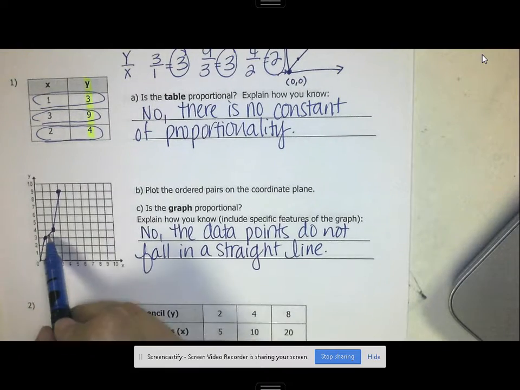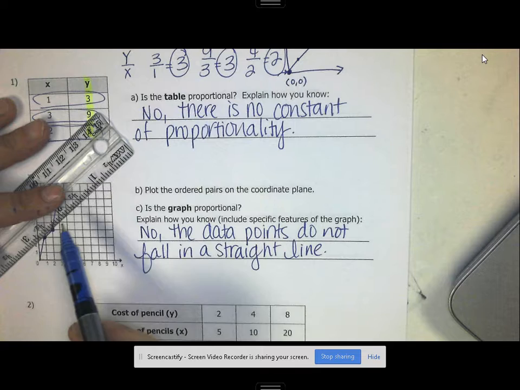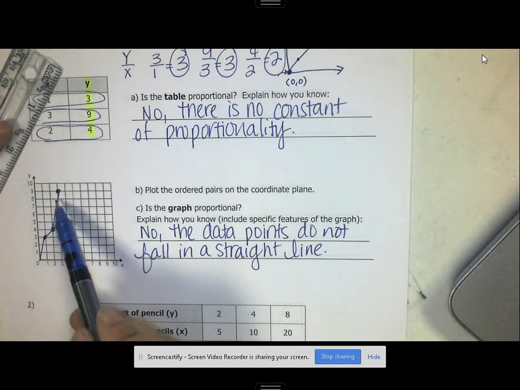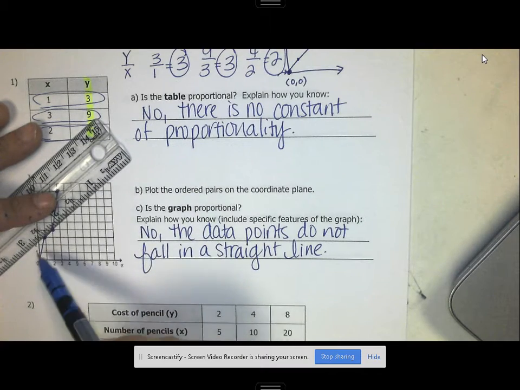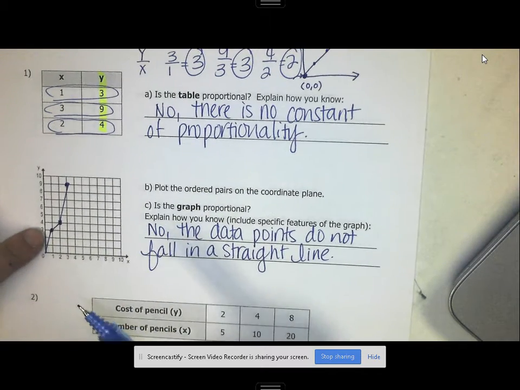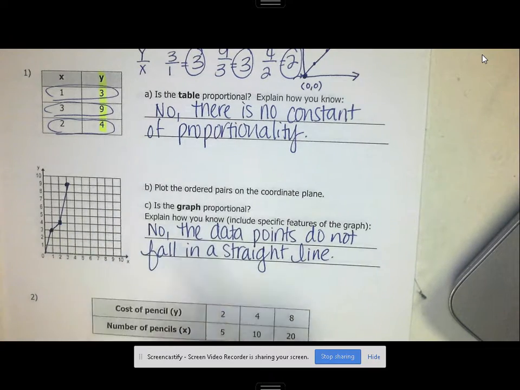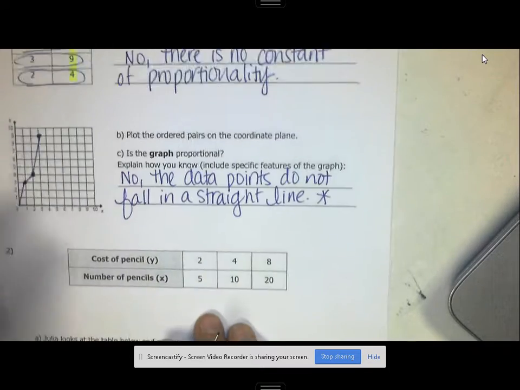Now, what if I connected these 2 points? That would create a straight line, but it wouldn't start at the origin, and it wouldn't include this third point. So even though these 2 points would make a straight line, it wouldn't go through the origin. So really, there's no way to put all 3 of these points on a straight line. So that is why my reasoning is such.